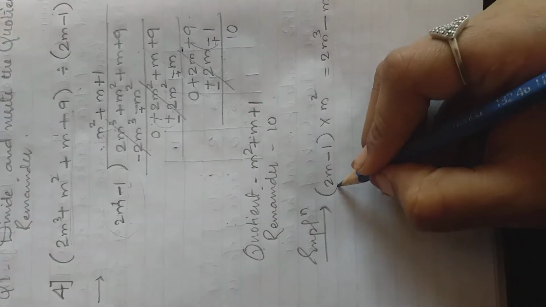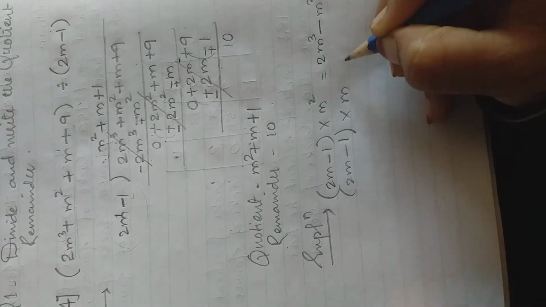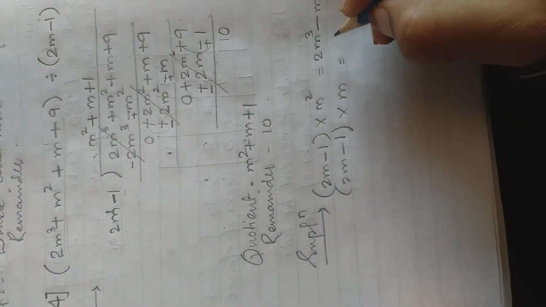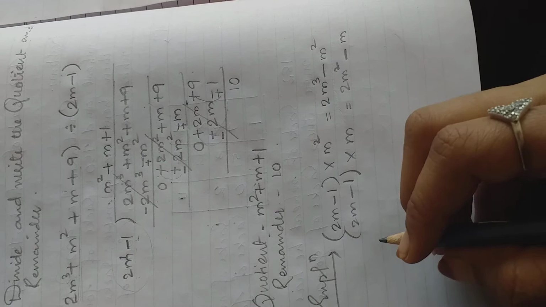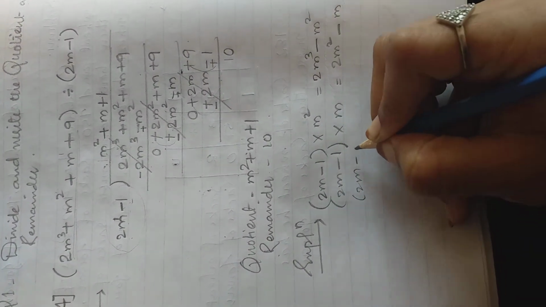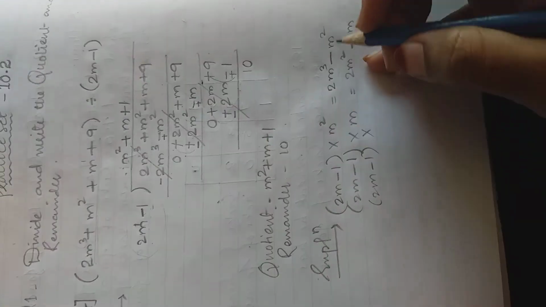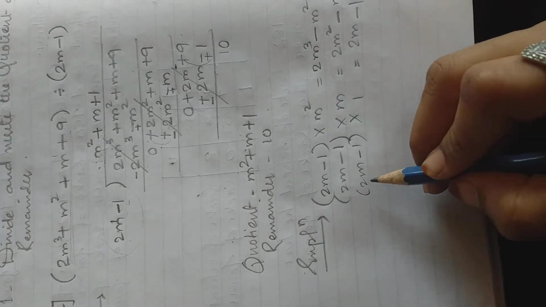Am I right? Okay, then next, 2m minus 1 multiplied by m is equal to 2m multiplied by m, 2m square, minus 1m, m multiplied by 1, that is m. Where is that? See, 2m square minus m, 2m square minus m. It means your division is absolutely correct. And 2m minus 1 multiplied by the third term of the quotient, that is 1, is equal to 2m minus 1. See where you get this? 2m minus 1.